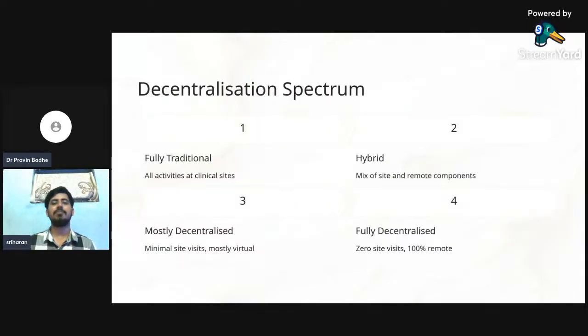These are the spectrum, which ranges from 1, 2, 3, 4. The spectrum tells the progression and range of the study. The first indicates a fully traditional study, the second is a mixture of site and remote, the third is mostly decentralized, and the fourth is a fully decentralized study. This is the spectrum, calculated from 1 to 4.